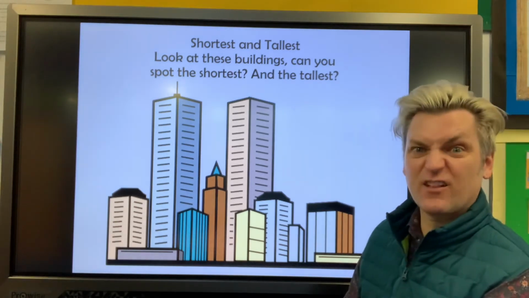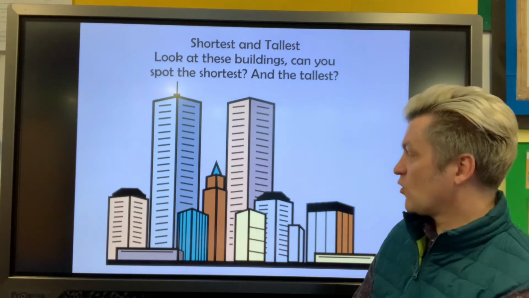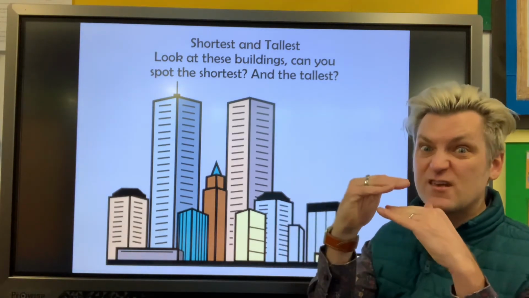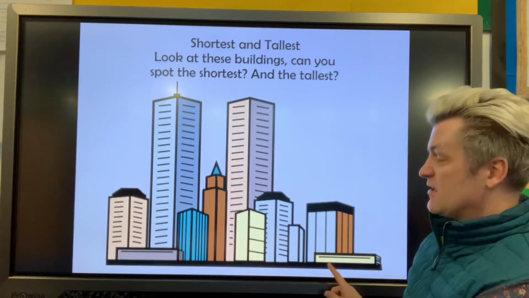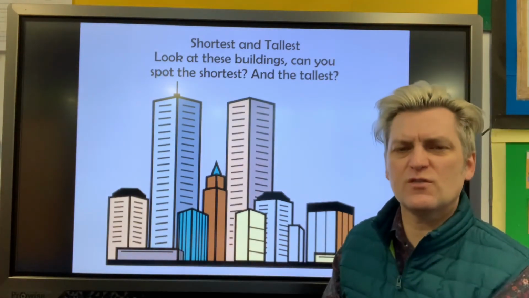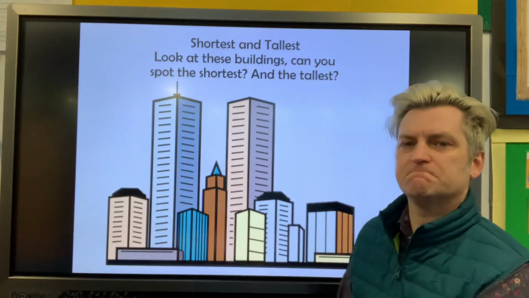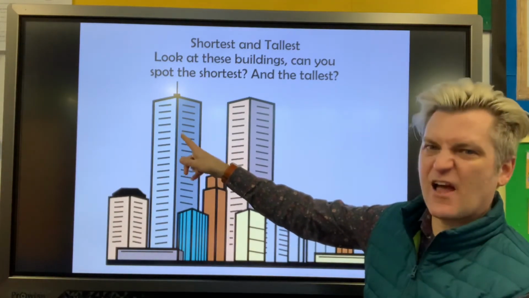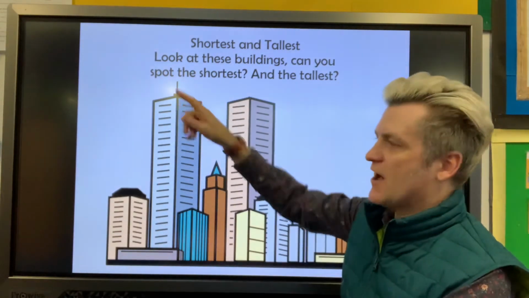Right, did you have a little think then? Which do you think is the shortest building? We've got quite a few that are short, but the shortest one means that it's the very, very, very shortest one. I think this one's the shortest possibly. But look, we've got lots of short buildings as well, haven't we? Which one do you think is the tallest? Is it this one? What about this one? Or maybe this one? I think this one, because just at the top up here, it's got a little spire as well, hasn't it?